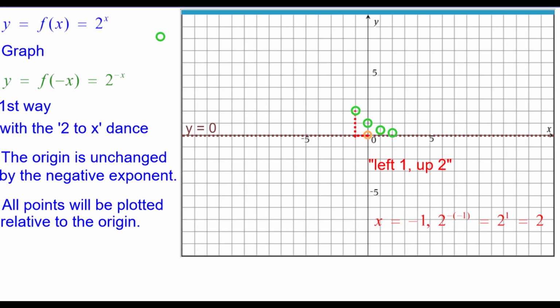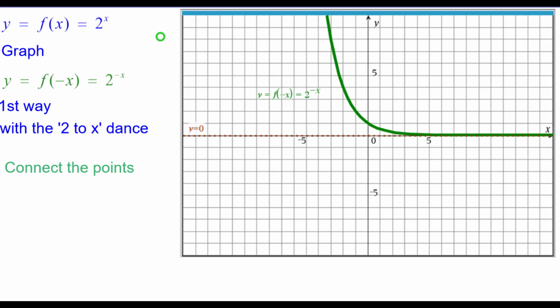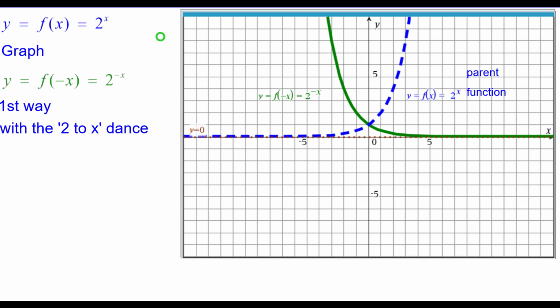Going to the left, left 1 up 2, when x is negative 1, 2 to the opposite of a negative 1 is 2 to the positive 1. And when x is negative 2, 2 to the opposite of negative 2 is 2 squared, which is positive 4. Connecting the points, we get that kind of easy chair looking curve for the 2 to the x exponential function, going in the other direction, comparing it to the parent function.